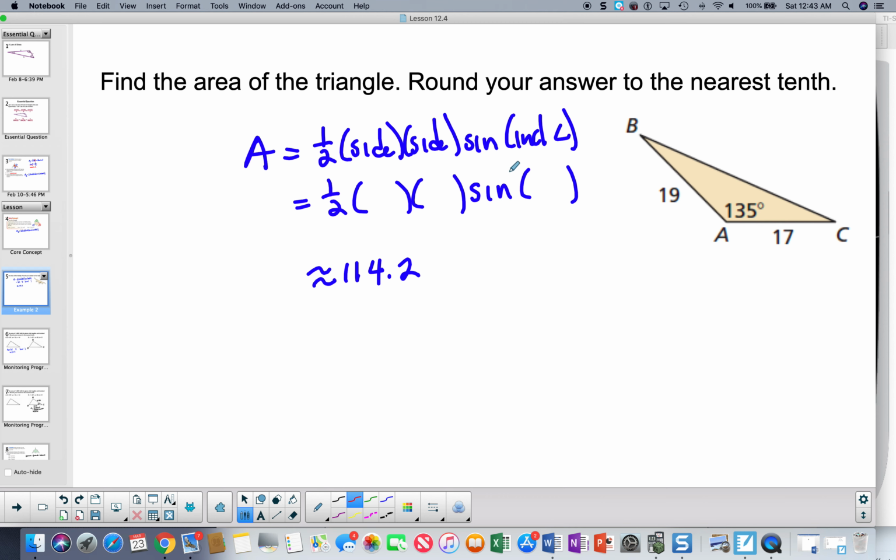Let's go ahead and use this problem. And again, I'm using 1/2 side times the sine of the included angle. The two sides are 19 and 17, and the included angle is 135. Put it in your calculator and you will get that.